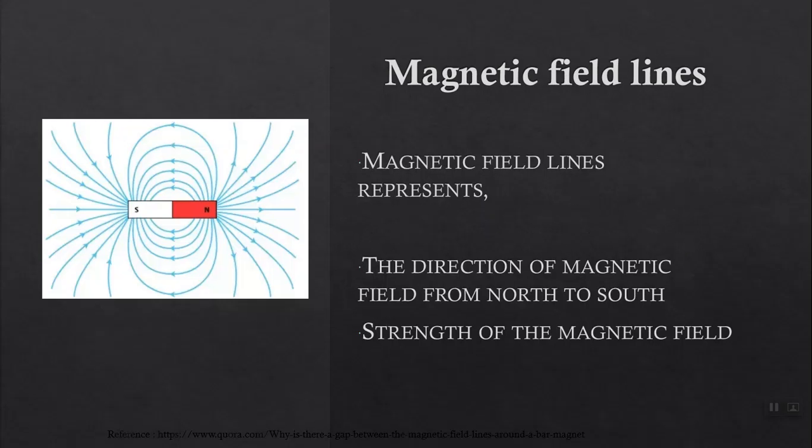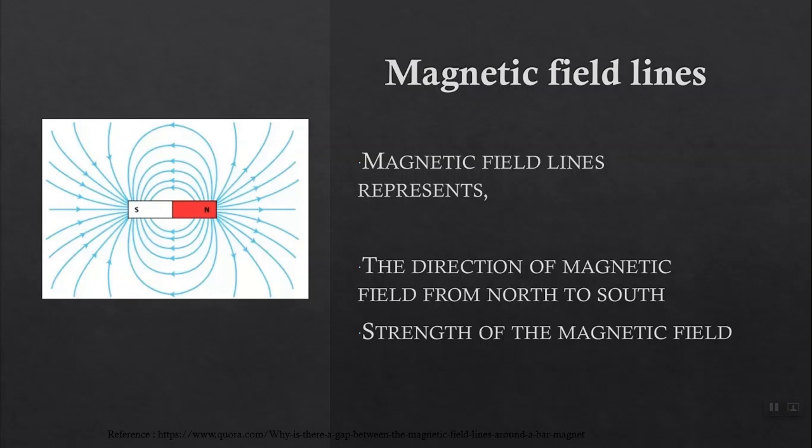Now, of course, we don't see a magnetic field with our normal eyes. So there should be a particular representation for a magnetic field, to represent its direction and its strength. So we use magnetic field lines to represent them. The magnetic field lines represent the direction of the magnetic field from north to south, and also they represent the strength of the magnetic field.